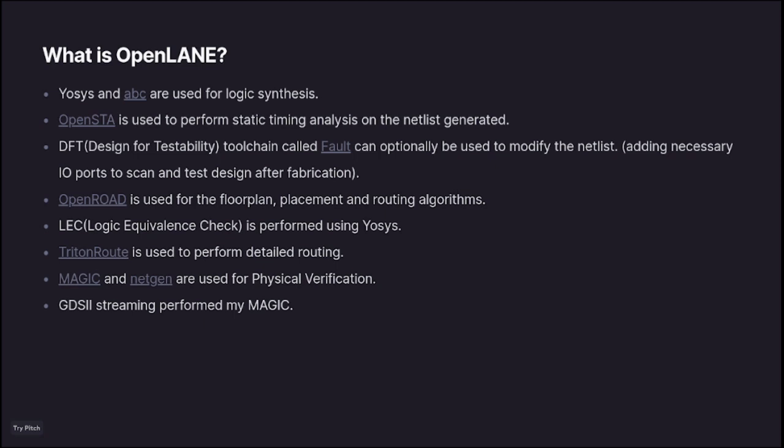Yosys does an LEC, which is logic equivalence check. So it checks the logic even after placement. It should have the same logic. It shouldn't change the logic that you have defined. So it's more of a formal check that you do through LEC. TritonRoute is again more of a detailed routing. Magic and Netgen are two amazing tools which give you the entire physical verification in terms of doing design rule checking as well as LVS. And GDS2 is streamed out by Magic.